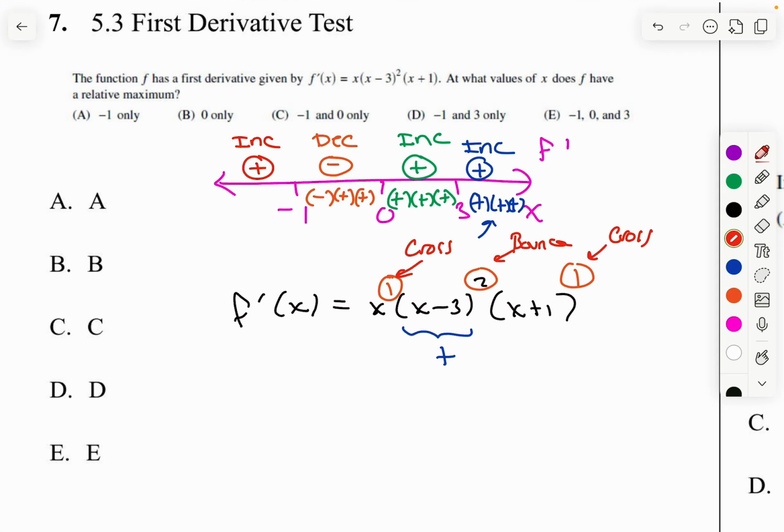In any case, now we've got our local maxes. By the first derivative test, your function is creating a local max here. And that's it. There's a min here, and there's neither at 3. So at what value does f have a relative maximum? The answer is at -1, which is A.